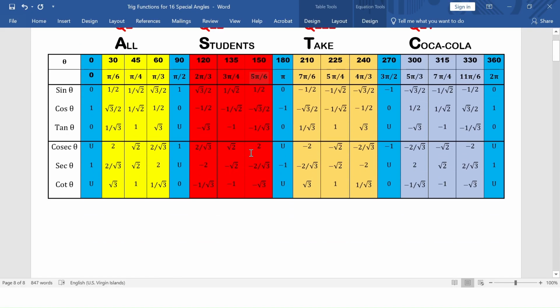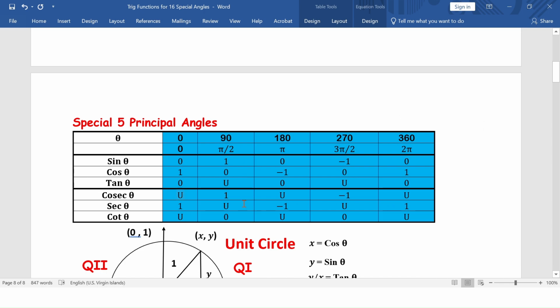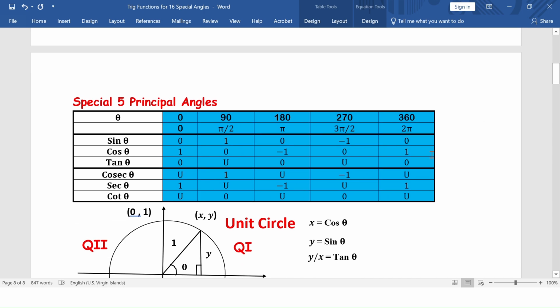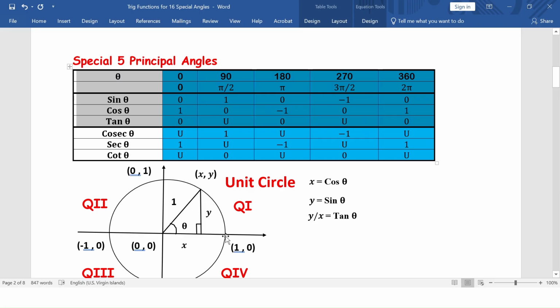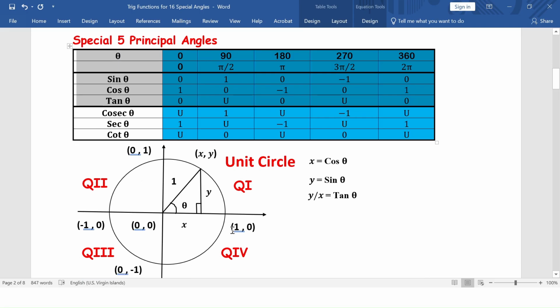So take home: you memorize this table. This table, but not the whole of it. Just memorize only this part, the fundamental ones, the sine, cosine, and tangent for these angles, so that you know 0, 90, 180, 270 and 360. Just the three: sine, cosine, and tangent. Because the rest you don't have to get troubled. Just do the reciprocal of these three above.